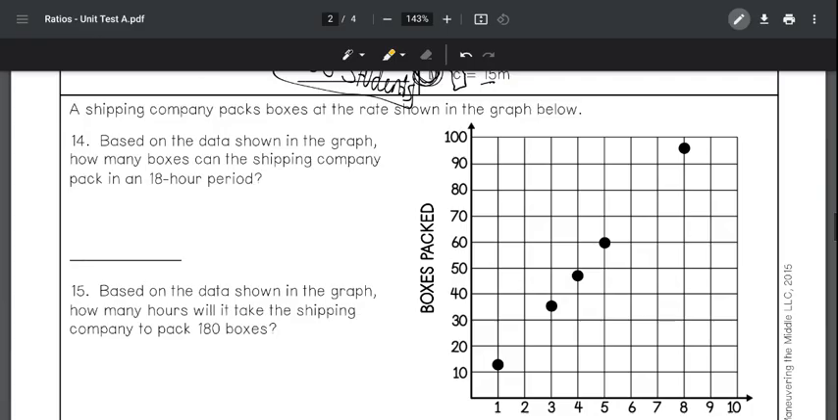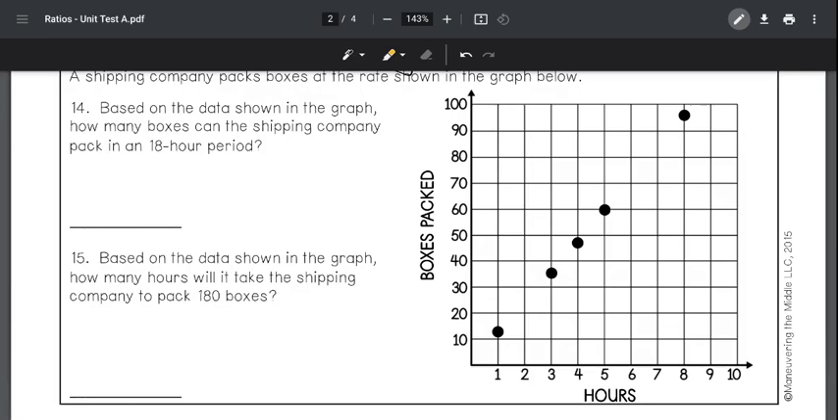Numbers 14 and 15. A shipping company packs boxes at the rate shown in the graph below. Number 14. Based on the data shown in the graph, how many boxes can the shipping company pack in an 18-hour period? Well, I know that it's most important for me to figure out the most simplified ratio, 1 hour equals how many boxes packed. You cannot tell that, okay? You can make your best guess, but you cannot tell. So I'm going to look at this graph and figure out where is the one point that can help me figure this out. And that is right there.